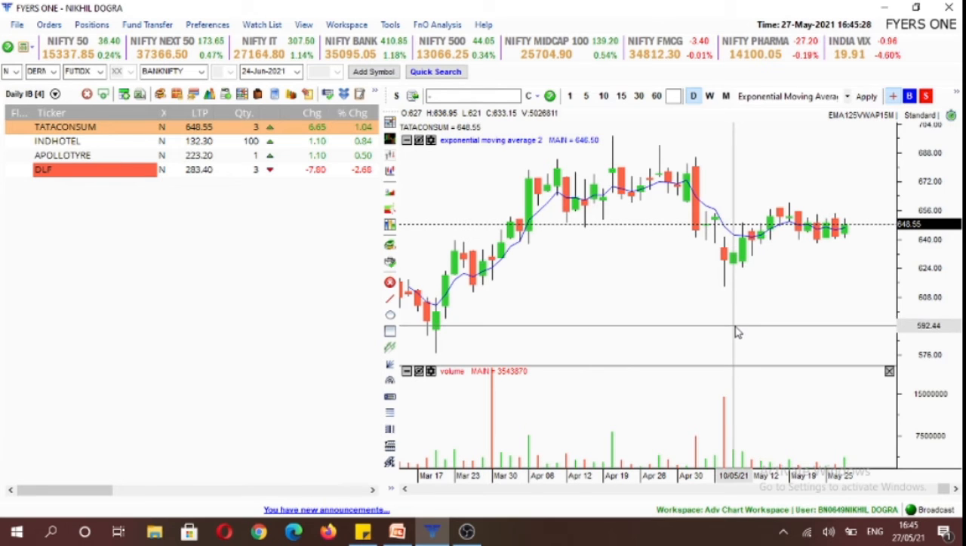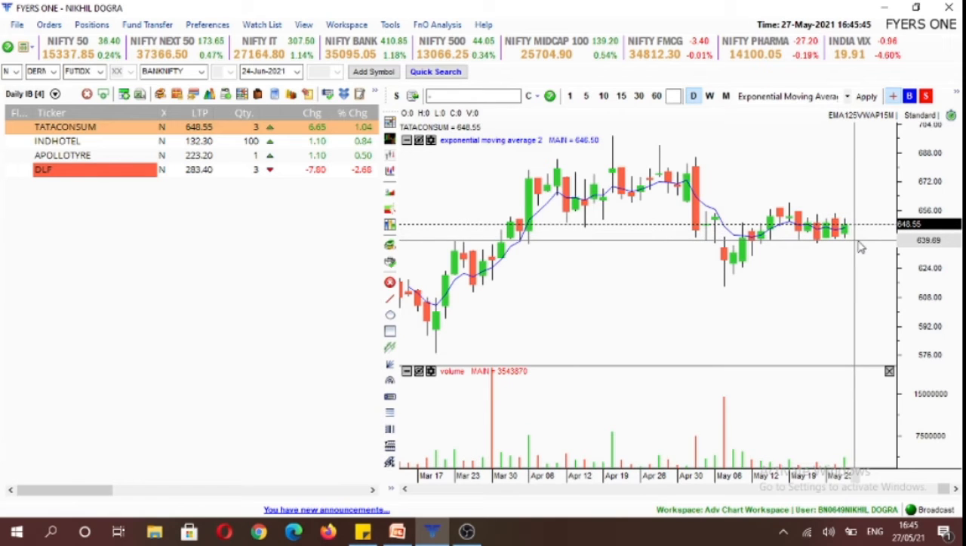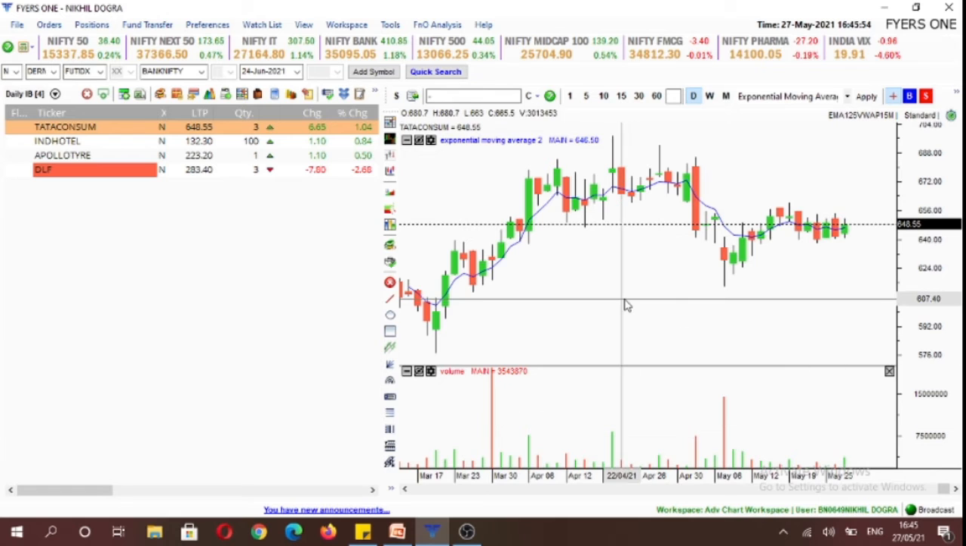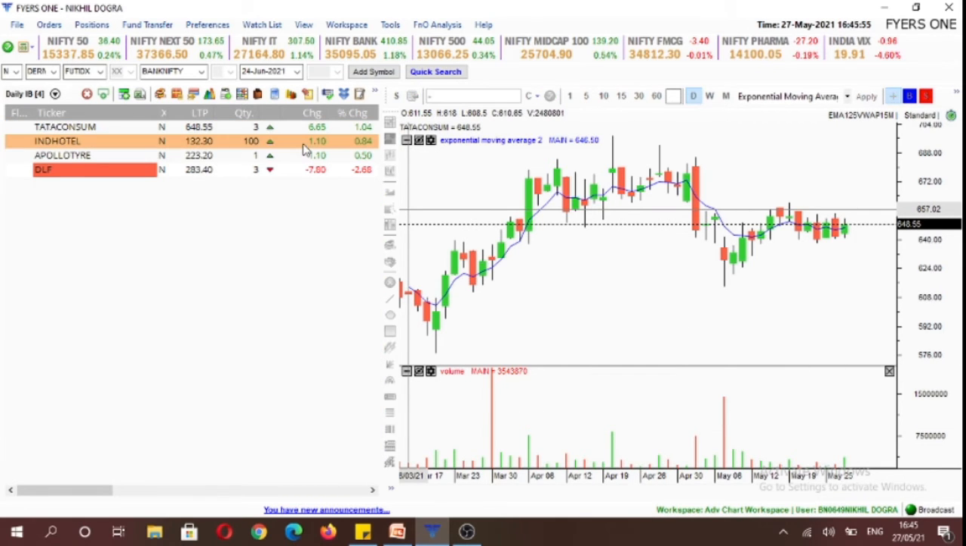So our first stock is Tata Consumer. It has closed above its 5 day exponential moving average. So if we get a signal to the upside, we'll be trading normal size, and if we get a signal to the downside, we'll be trading half our normal size. So above 652.1, we look for buying opportunities, and below 641, we look for selling opportunities in Tata Consumer.